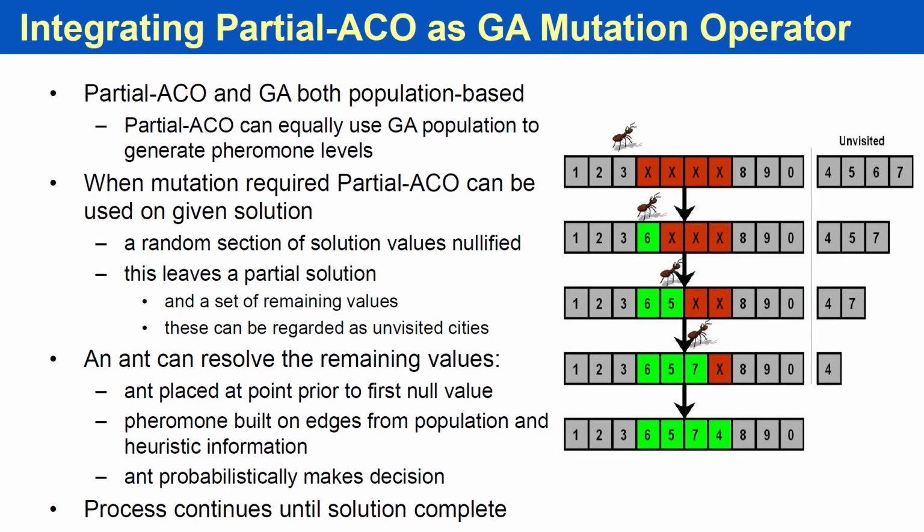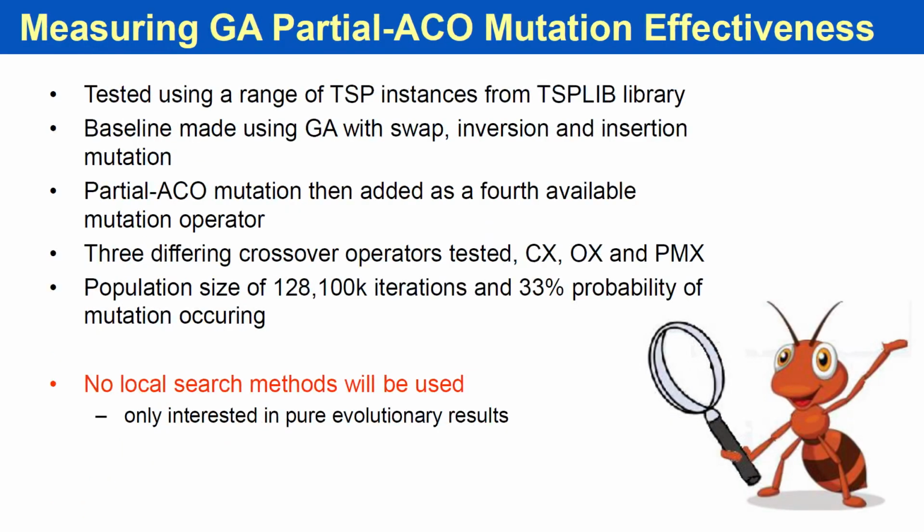So we tested it on a range of TSP instances from the TSP library, and we used a baseline without Partial-ACO, so just using swap, inversion, and insertion mutation, and then we added Partial-ACO as a fourth available mutation, and they're uniformly randomly selected in the process. We use CX, OX and PX crossover, and a population of 128 evolved for 100,000 iterations with a 1 in 3 probability of mutation. It's important to stress there are no local search methods used.